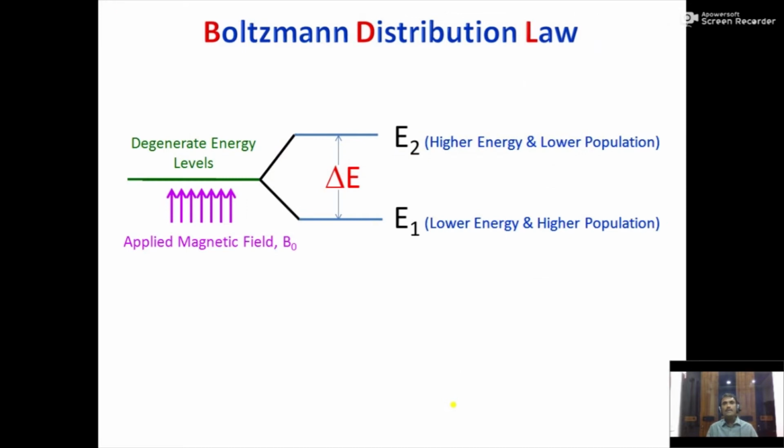Further we will see the Boltzmann distribution law. We know that it gives an idea about the population of the states. Degenerate energy levels are there, but when these degenerate energy levels are exposed to an applied magnetic field, the nuclei distribute themselves between the lower energy level and the higher energy level. The lower energy level always has the higher population, and the higher energy level always has the lower population. The energy difference between the two energy levels is given by delta E.